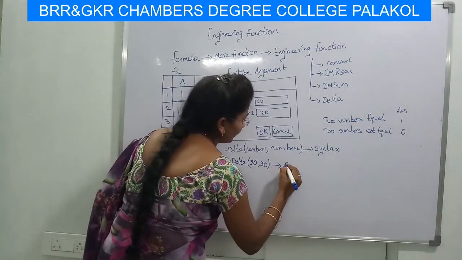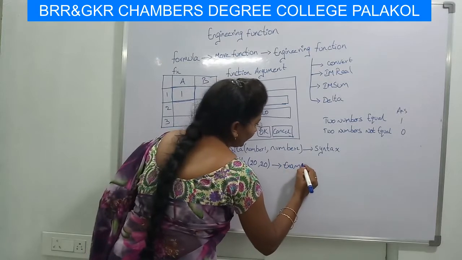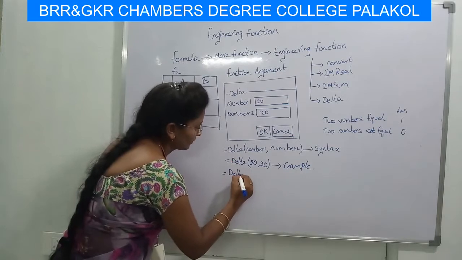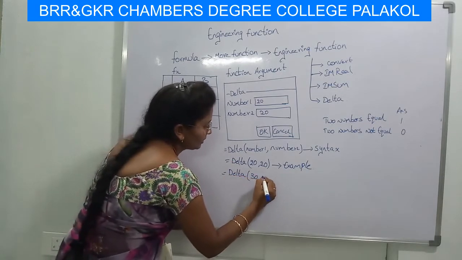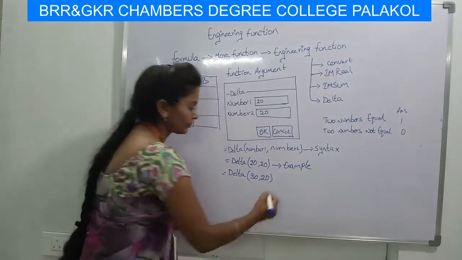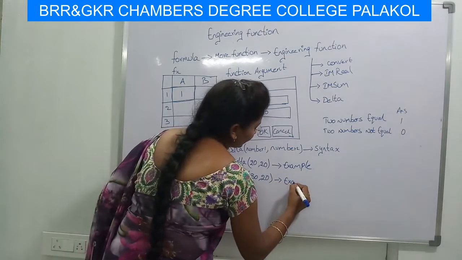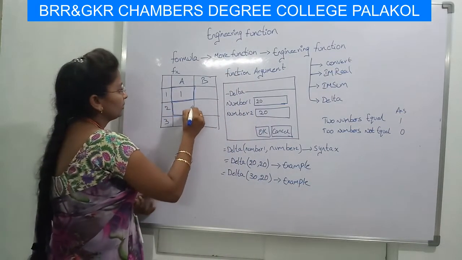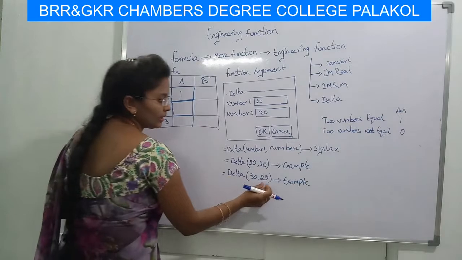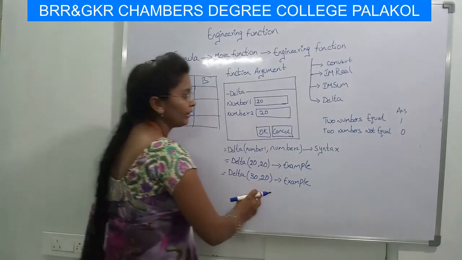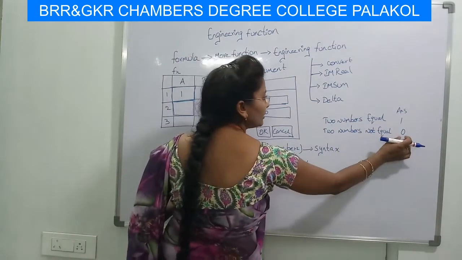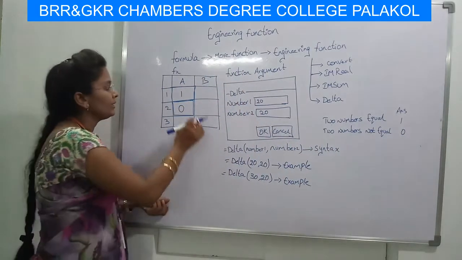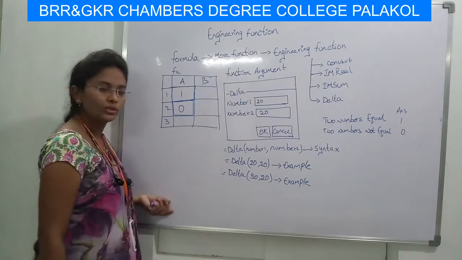This is the example. Here I am taking another example, that is delta 30 comma 20. The answer must be displayed in the A2 cell. These two numbers are different. If the two numbers are not equal, then the answer will be displayed as 0. The answer is 0 and it will be displayed in the A2 cell.